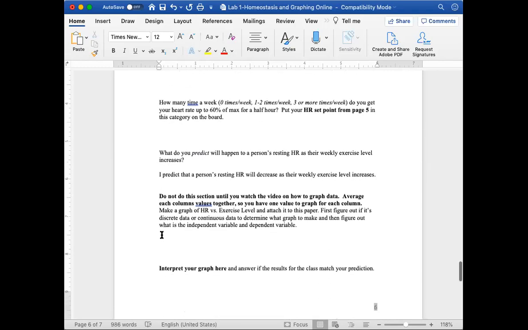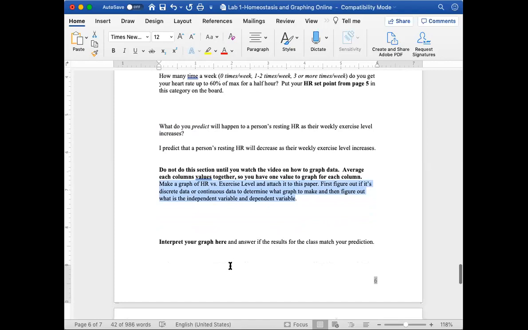Okay, let's talk about graphing. So the last thing that you're going to do is you're going to make a graph of heart rate versus exercise level, and you're going to hand it in. And then you're going to interpret the graph. All right, so when you interpret the graph, please write in complete sentences. I want you to tell me if the results that we got for the class match the predictions that you made just a second ago.